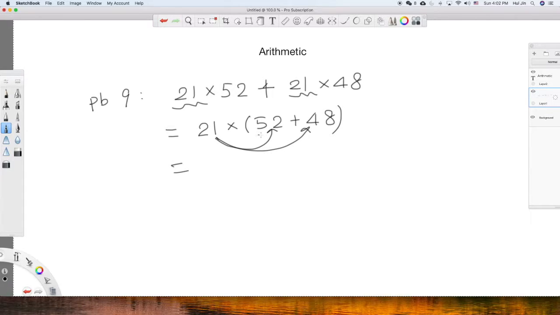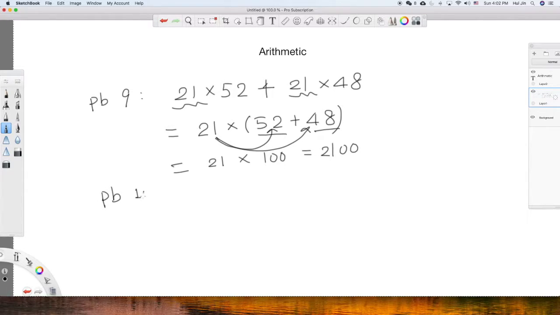And now you realize 52 plus 48 equals 100. So this one equals 21 times 100, and this equals 2100. Right? Of course, the numbers are constructed so you have a simple answer. And that's the beauty of those kinds of problems. Once you get this, you know that your answer must be right.